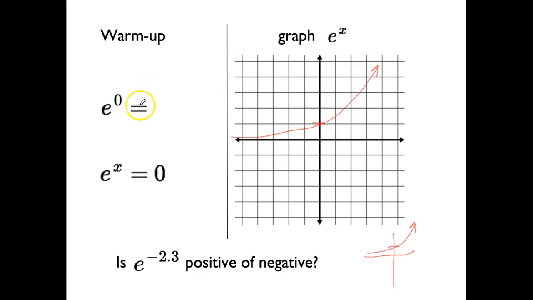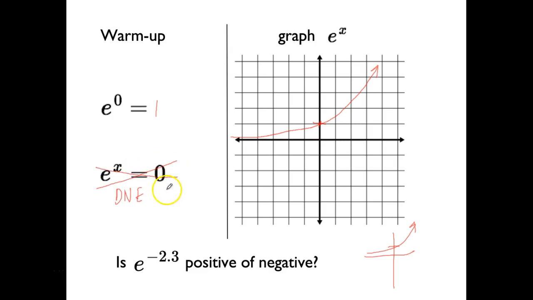Okay, so there's only one value on here that you must know. e to the 0 is equal to 1, okay? e to the 0 is 1. Now the next question is, when does e to the x equal 0? Well, if you look at this graph, when could this function ever equal 0? A y value of 0. And I would hope you'd say it doesn't happen, it never happens. e to the x can never equal 0.